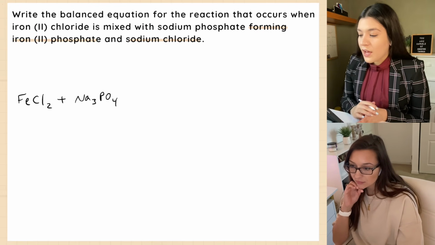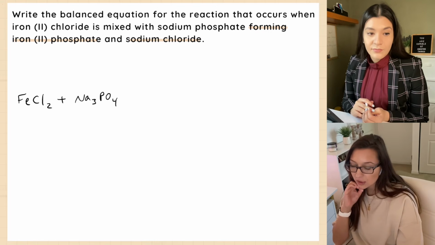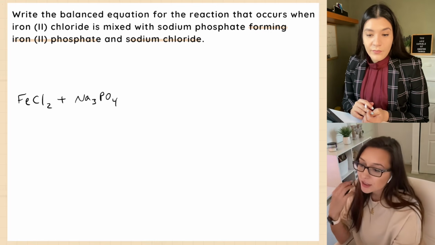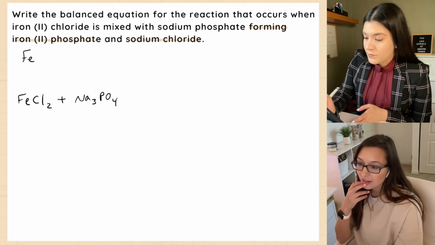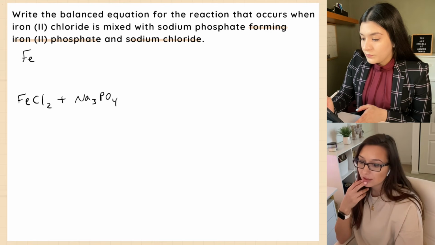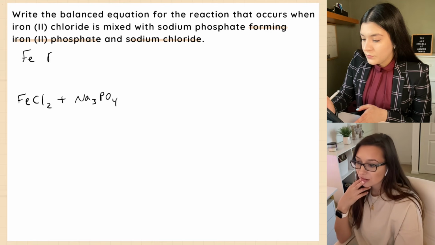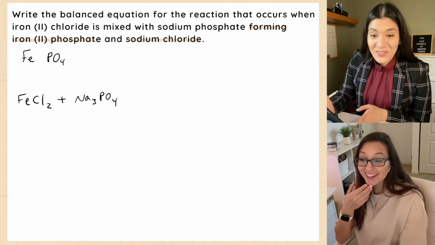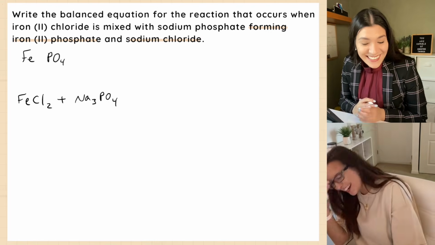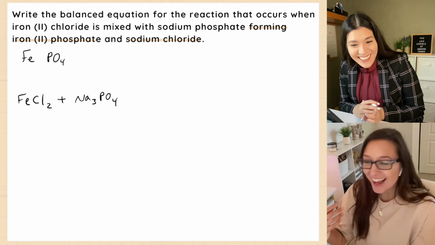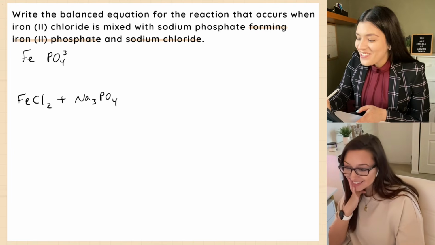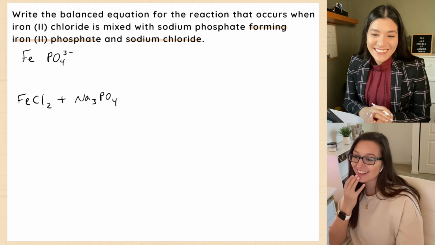So let's start with iron 2 phosphate. Okay, so we do the iron, which is Fe, and then the phosphate, the PO4. Good. With the charge that we know now. Yes, which was? I forgot that fast. 3 minus. Oh yeah, okay, that's what I was going to say.